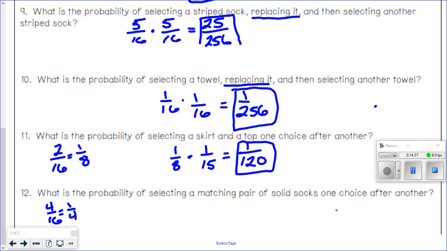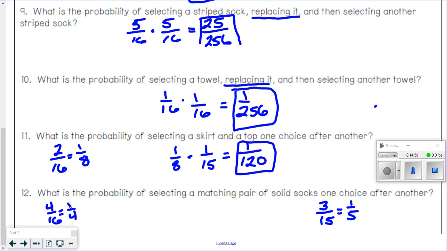And then the next time, there are only 3 solid socks left. Okay, so there's only 3 because I took one the first time. There's 3 solid socks, and there's only 15 items to choose from. And 3 over 15 is 1/5.